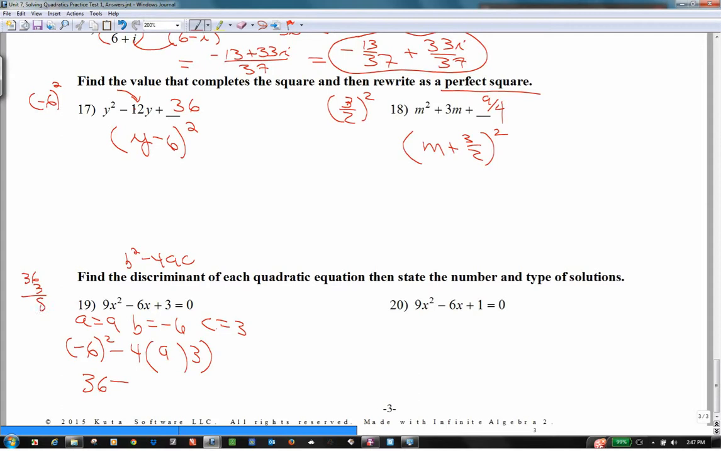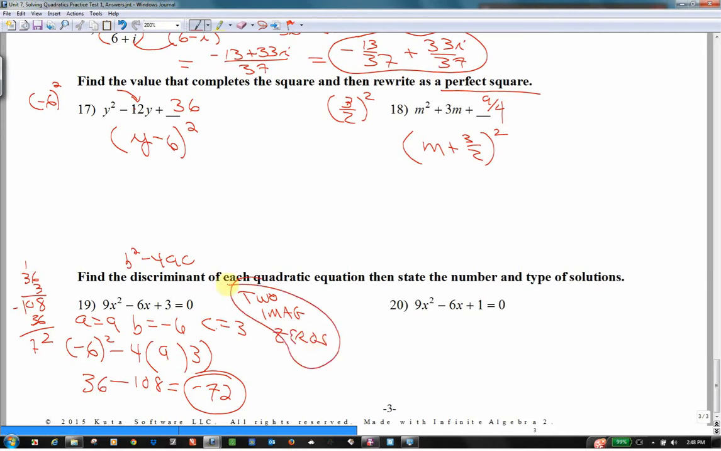108. Looks like I get a negative 72. I hope that math is right. So negative 72. So anyway, it's going to be negative. Negative means I'm going to have 2 imaginary zeros. Okay, so the two things that I needed is I needed to find the discriminant and I needed to state the number and type of solutions.